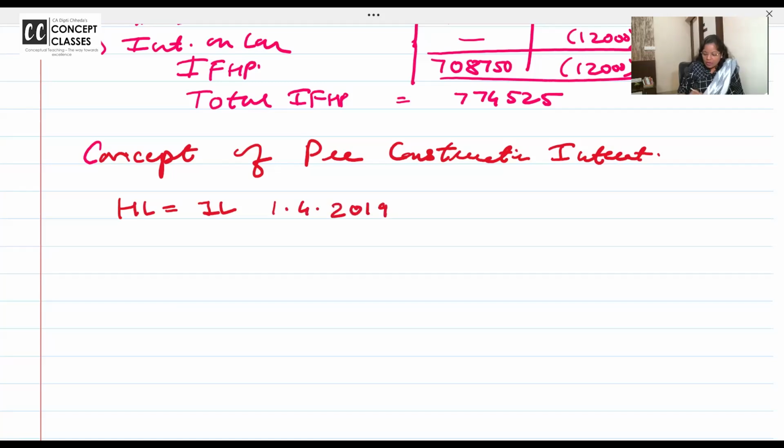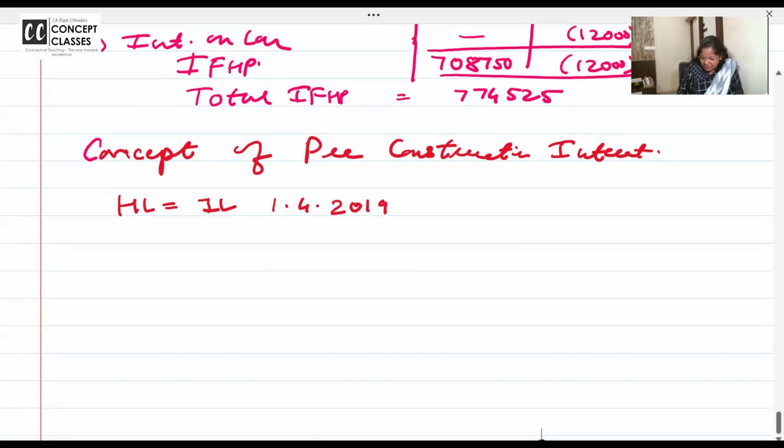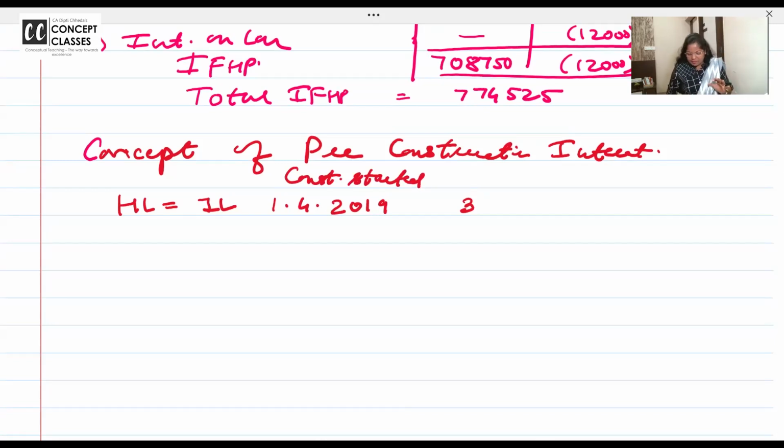1/4/2019 to construct the house, and it took 3 years and some months to complete the construction. Put your pens down and listen to the concept. Construction started on 1st April, and construction was completed on 30 June 2023.